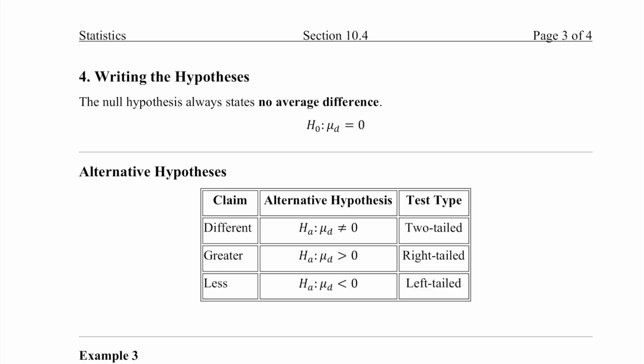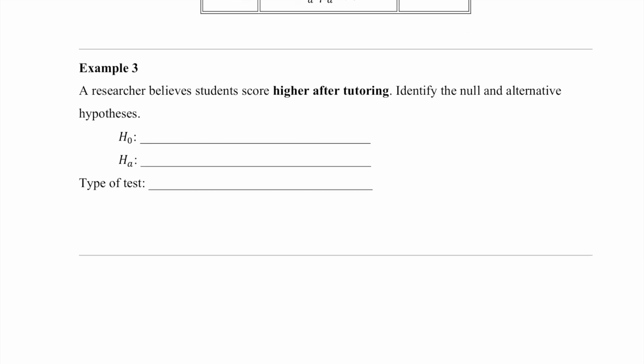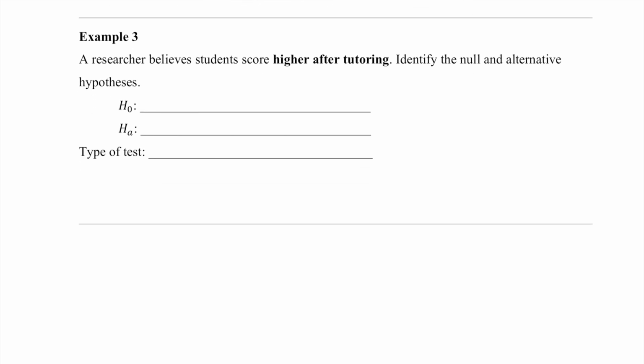Now, let's complete example 3. The problem says, a researcher believes students score higher after tutoring. Identify the null and alternative hypotheses. We're looking at the scores before and after tutoring. This is a paired t-test. For every paired t-test, the null hypothesis will be mu sub d equals 0.